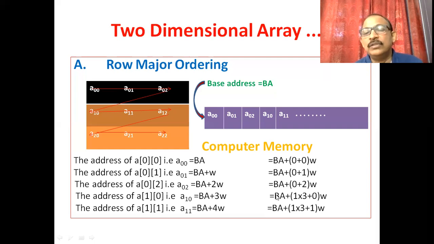So here you can say BA plus 1 into 3 plus 0, and this 3 indicates the number of elements in a row. Okay. Now 1, 1, here you can say 1 into 3, and here you can see the column subscript is 1, and the value is 1. 1 into 3 plus 1.